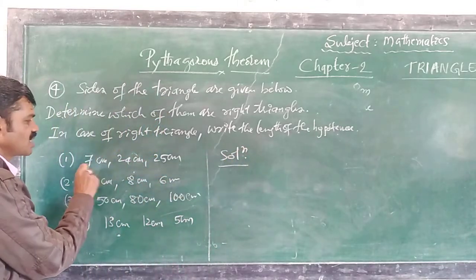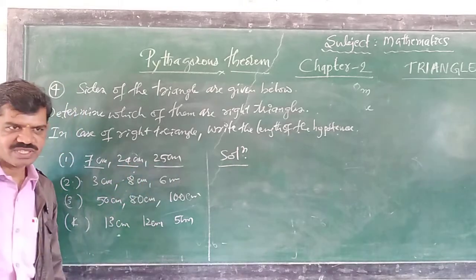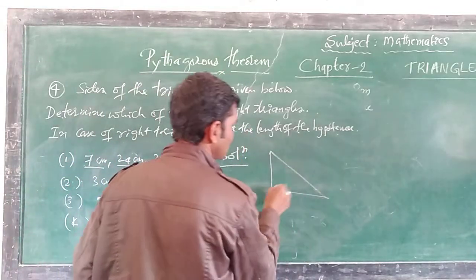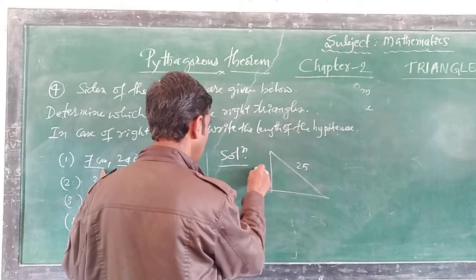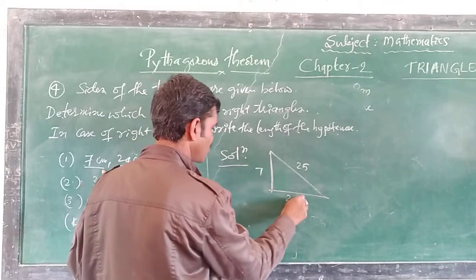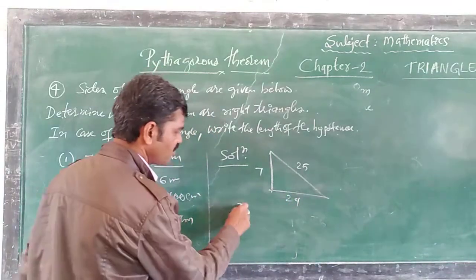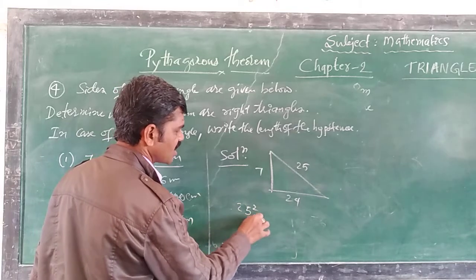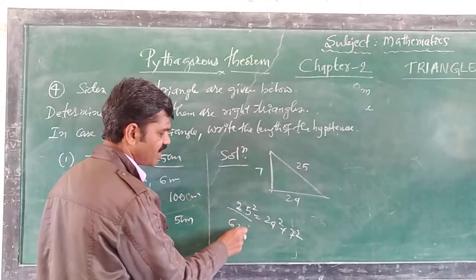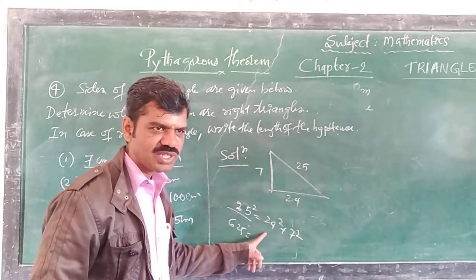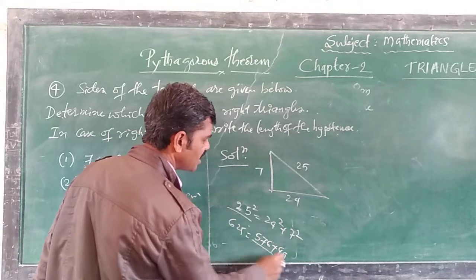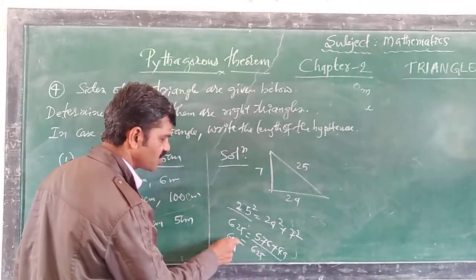See here, 7 cm, 24 cm, 25 cm. Which is the greatest number here? 25. So here you have to write 25 is the hypotenuse and 7 is one side of the triangle and 24 is the another side of the triangle. So if 25 square is equal to 24 square plus 7 square, 25 square, that is 625. 24 square we have solved just now. What is the value? 576 plus 49. These two will be 625. This is equal to 625.